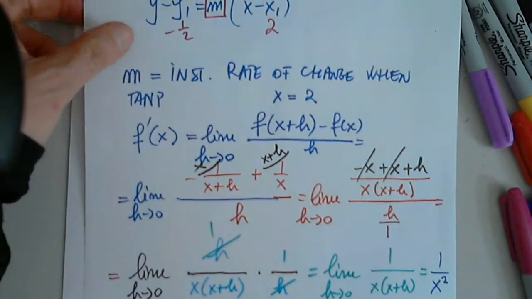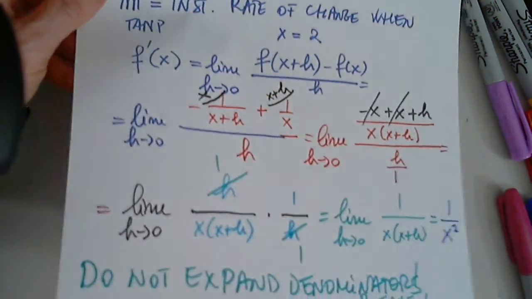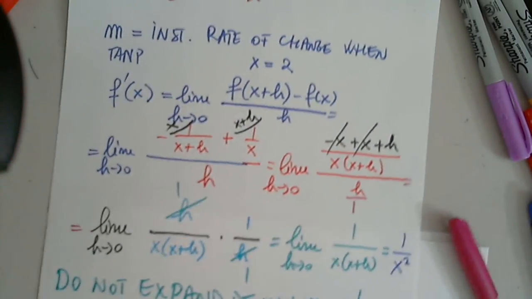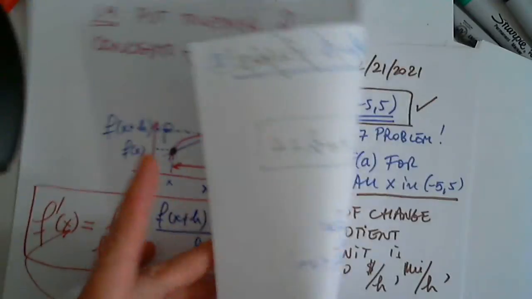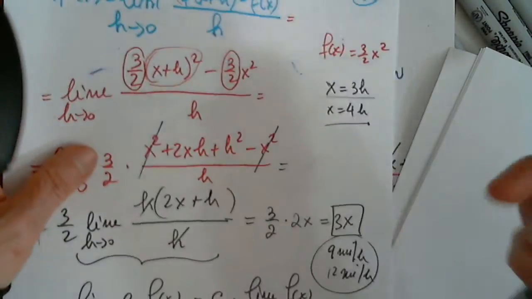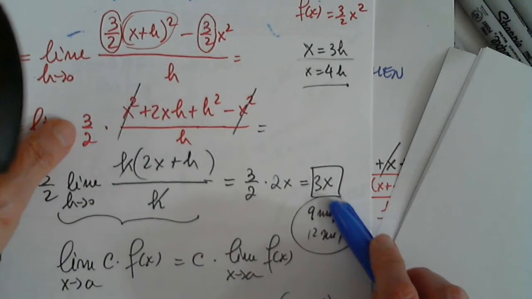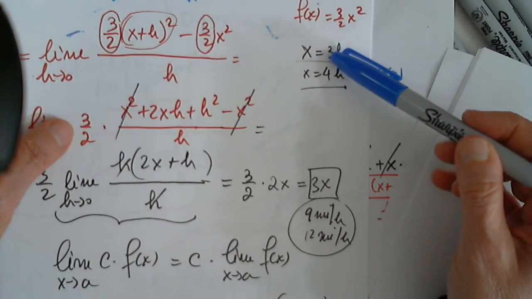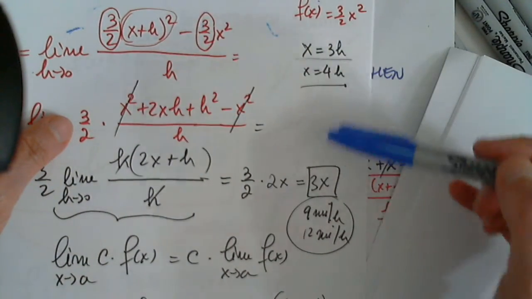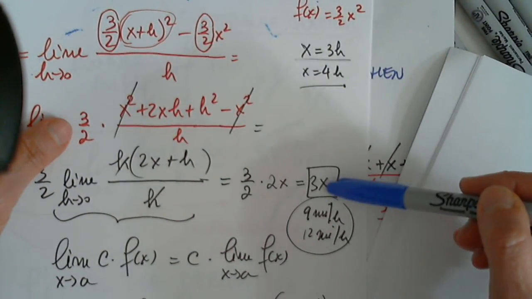Good. So now, how do I determine the slope exactly at 2? So we have the function, we have the derivative. If I want to determine the rate of change at different points, like when x is 3, I plug in 3. When x is 4, I plug in 4. When x is 10, I plug in 10.